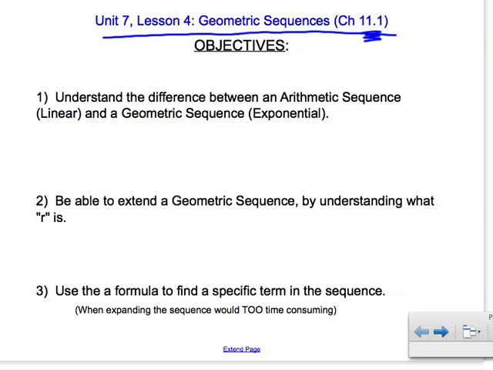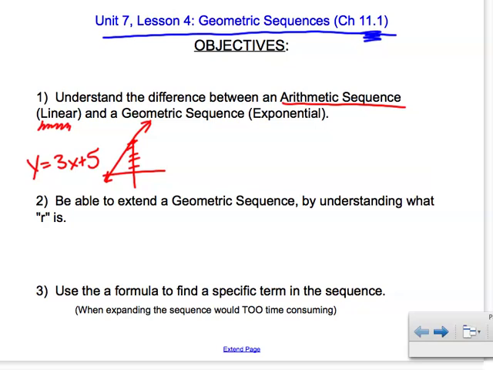We're going to look at the difference between an arithmetic sequence, which is basically linear, something that might look like y equals 3x plus 5. You graph it. It has a y-intercept of 5. It increases with a slope of 3. It makes a straight line. We did all of that kind of linear business back in chapter 5.